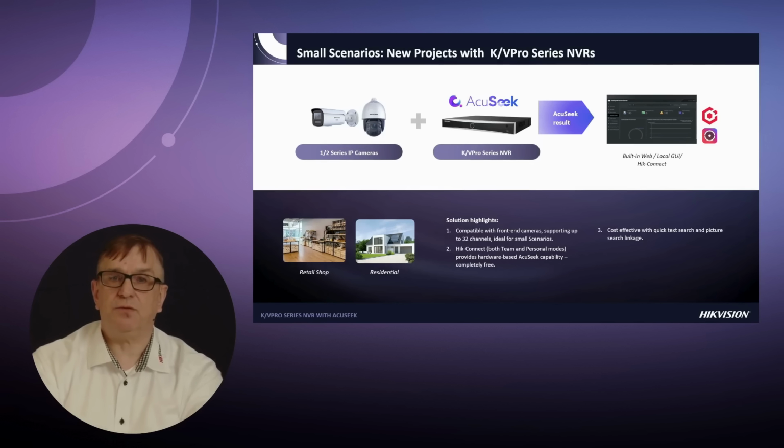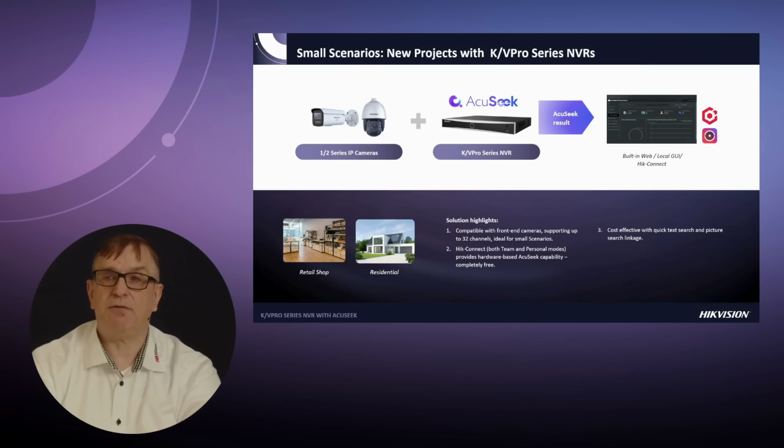Now let's bring this all together with recommended solutions by project size. For small projects, the VPRO is typically the best fit. It supports up to 32 channels, works with standard front-end cameras, and allows users to access AcuSeek through the web interface, local GUI, or Hikvision. The value here is simplicity, speed. The VPRO delivers AcuSeek core benefits without adding unnecessary complexity.